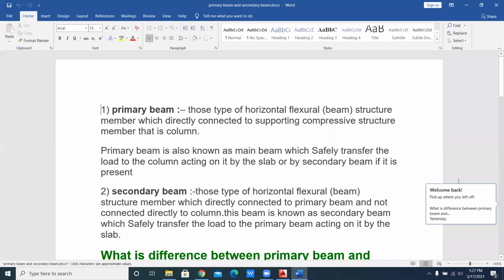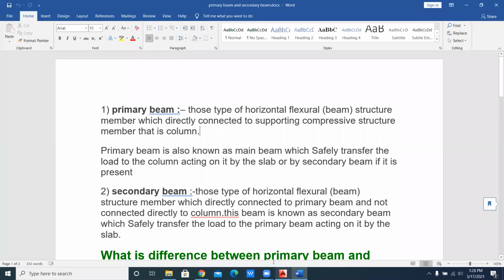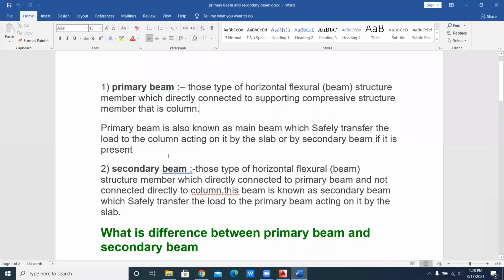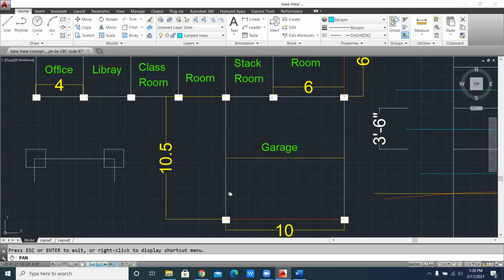You must remember that a primary beam is a horizontal flexural structural member which is directly connected to the supporting compressive structural member, that is the column. Now you can see here that it is the primary beam, supported from one column to another column. This is directly supported by the column. It is also known as the main beam, which safely transfers the load to the column, acting on the main beam or on the secondary beam if it is present. Here you can see that it normally transfers the load from column to column, and it also transfers load to the secondary beam.